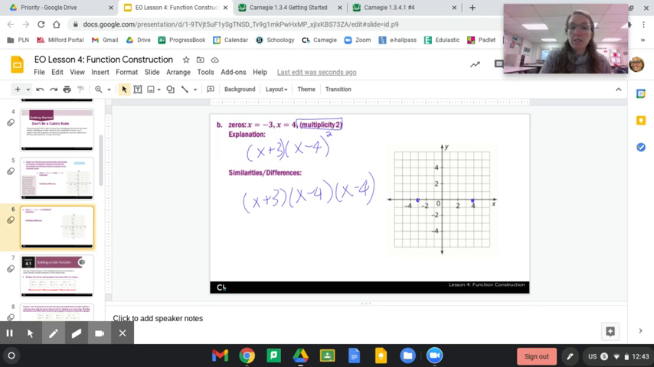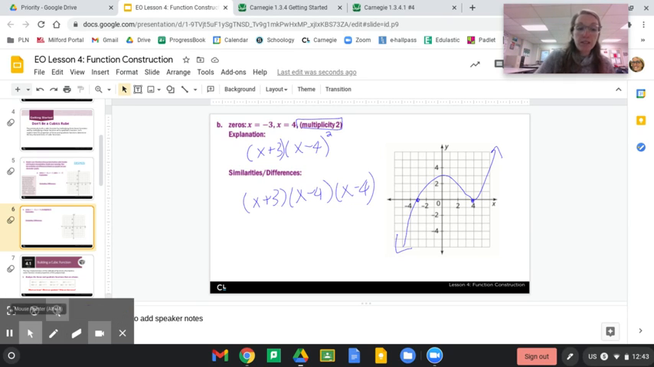On the graph, what that looks like, the x plus 3 is one distinct factor, so that means the graph goes up through it. The x minus 4 has a multiplicity of 2, so that means it bounces off the 4 and then keeps going. So when you have a multiplicity 2, that's when you get that bounce piece in there.